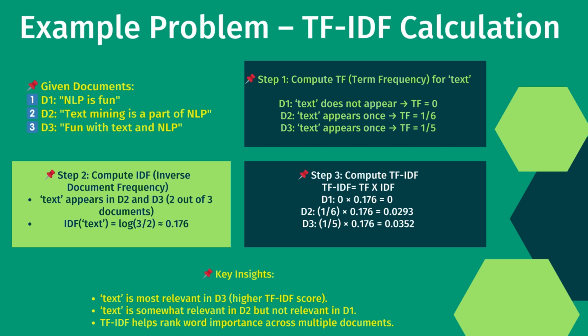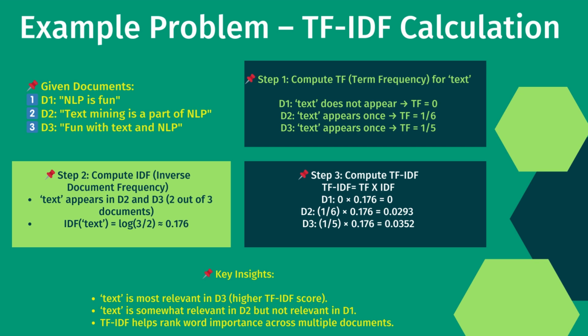Step 2. Compute inverse document frequency. The word "text" appears in 2 out of 3 documents. Using the IDF formula, we calculate log 3 over 2, which is approximately 0.176. Step 3. Compute TF-IDF. In document 1, since TF is 0, TF-IDF is also 0.